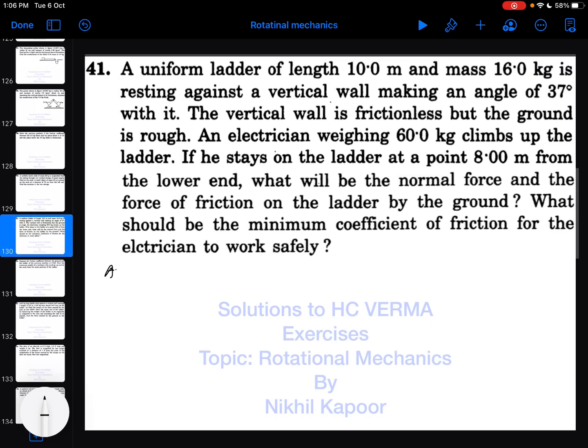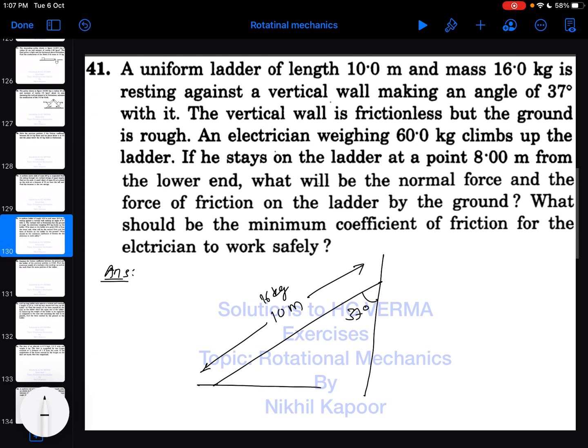Start with the 4.1 example, and what is said in this example: a uniform ladder of length 10 meter. So here this is our ladder, and its length is 10 meter and its mass is 16 kg. So 16 kg is the mass of this ladder, resting against a vertical wall, making an angle 37 degree with it. So it is making an angle 37 degree with the vertical wall, and this is the horizontal floor ground.